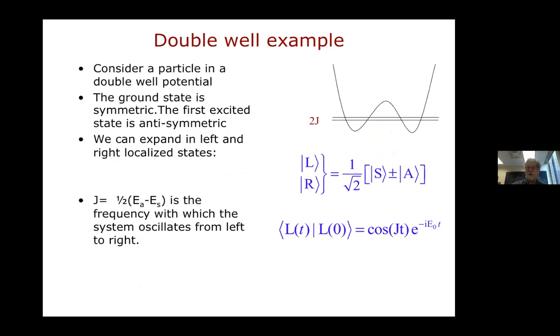If you consider one particle in a double well, a symmetric double well, there's a splitting between wave functions that are even or odd under exchange with respect to the center of the well. We can expand in terms of left states and right states, or in terms of symmetric or anti-symmetric states. And what you find is that if you started out in a state localized on the left, it will oscillate left to right with a frequency given by the splitting between these two levels.